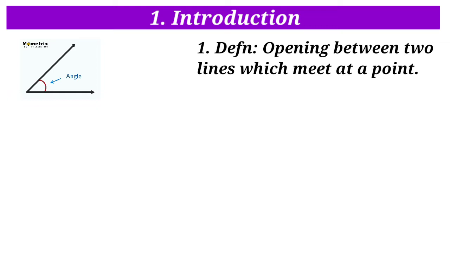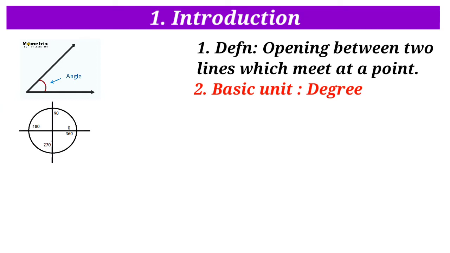If one of the two lines is moved around a point in an arc, a complete circle can be formed. The basic unit in angular measurement is the right angle, which is defined as the angle between two lines which intersect so as to make the adjacent angles equal.